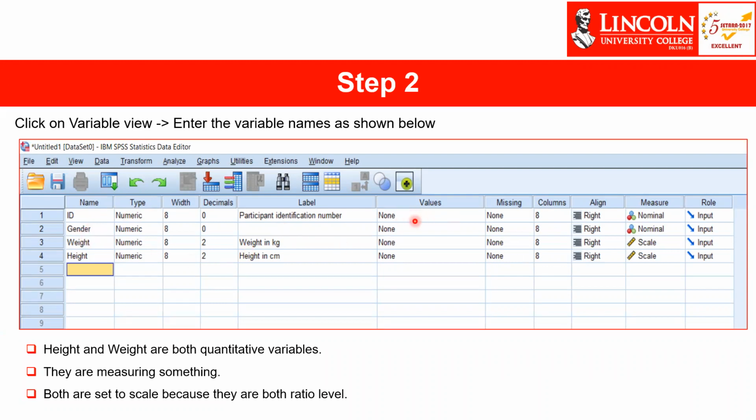Then values. Values is, for example, if you have a categorical variable like gender, this is where you define the values for that particular variable. Okay. I'm going to show you how this is done later. Then missing values.